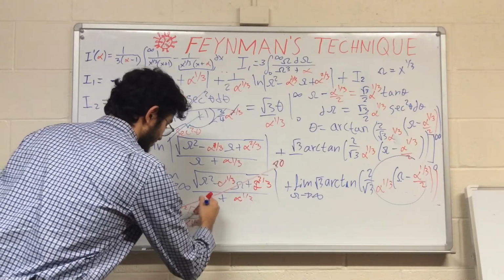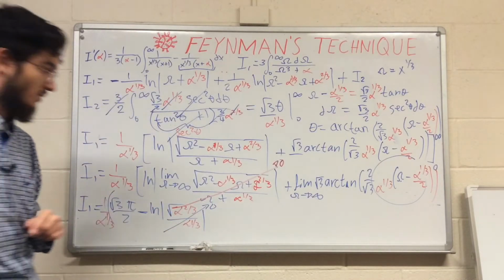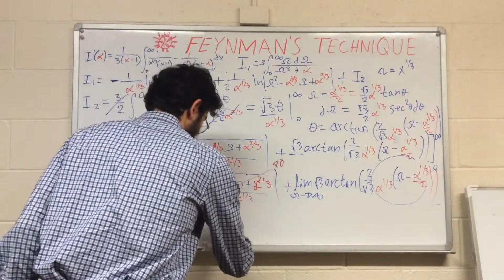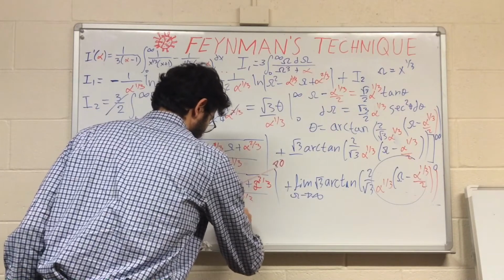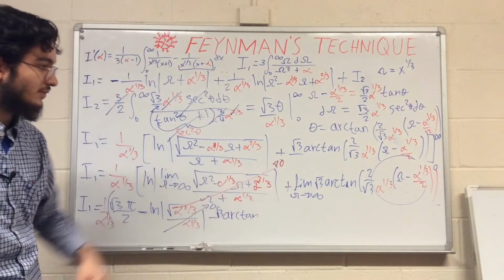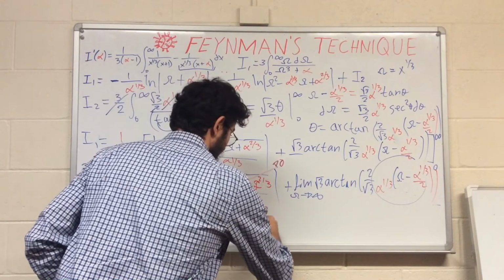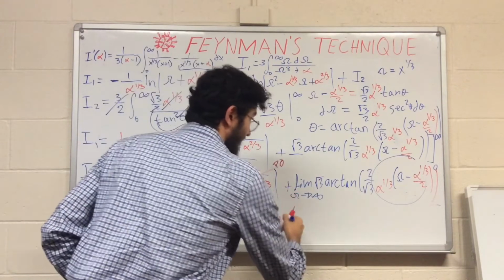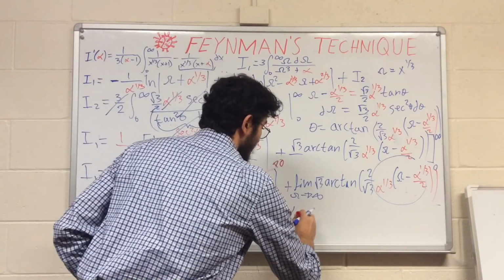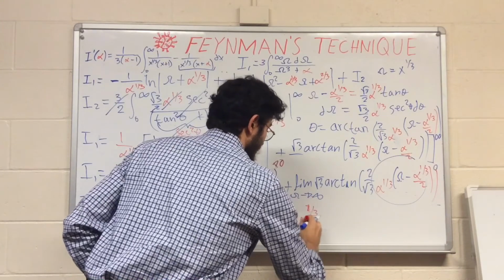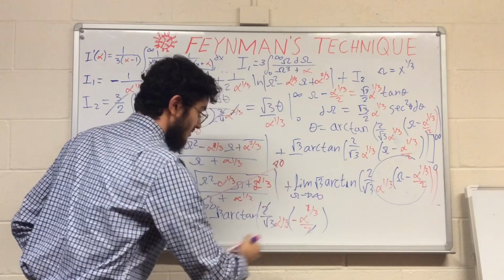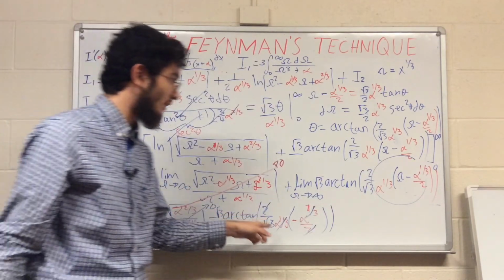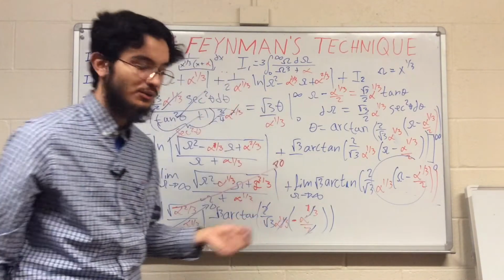And this goes to 0 as well, because this is nothing but 1. Natural log of 1 is 0. And now we finally subtract this: radical 3 arctangent of 2 over radical 3 times alpha to the 1/3 multiplied by 0, minus alpha to the 1/3 divided by 2. This 2 cancels out, alpha to the 1/3 cancels out with that, and we have the arctangent of 1 over radical 3, minus 1 over radical 3.